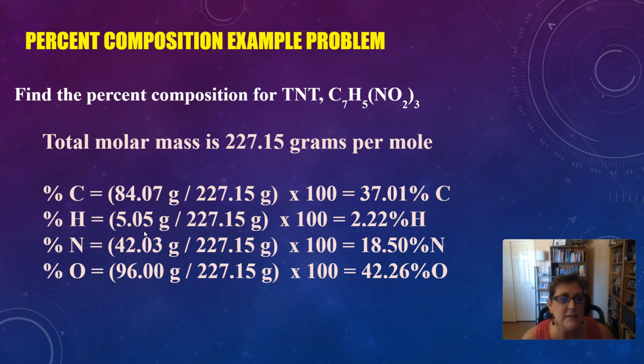The nitrogen, we have 3 nitrogens. So that's 42.03 grams of nitrogen divided by the total 227.15 grams times 100 equals 18.50% nitrogen, 4 sig figs. And last of all, 6 oxygens, which is 96.00 grams, divided by the total 227.15 grams times 100 equals 42.26% oxygen. Add all those up together, you should be right at 100, 99.99. Okay, so this is again called percent composition. We like this. Do expect to see it on an exam.